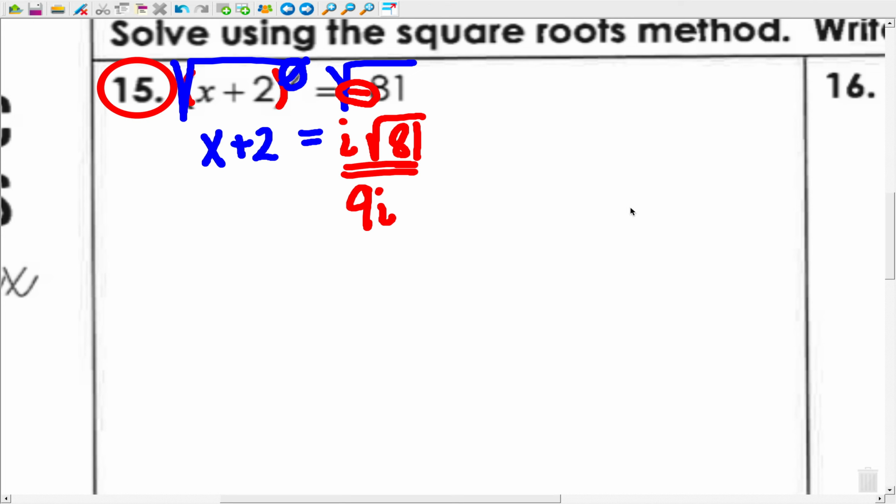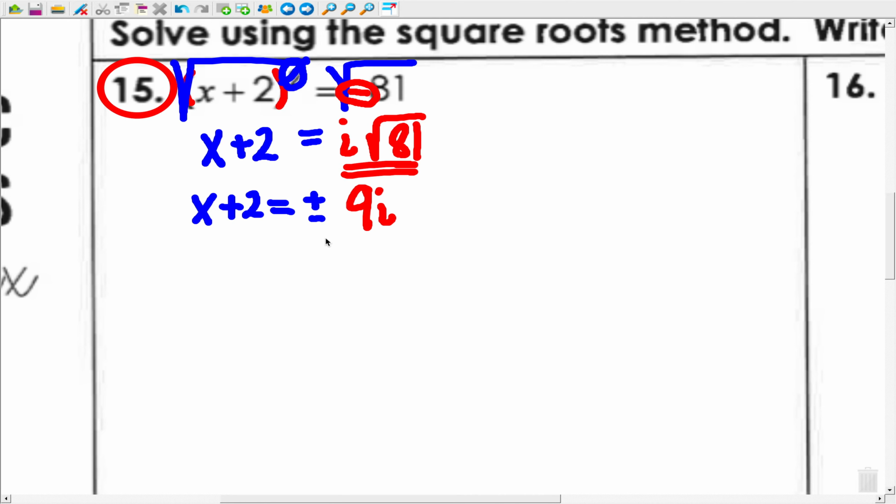Notice on the other side, though, I've got some more stuff going on. And I forgot to write my plus or minus. So let me insert that right quick. Because when you take the square root, it's always plus or minus. So it should be a plus or minus 9i.